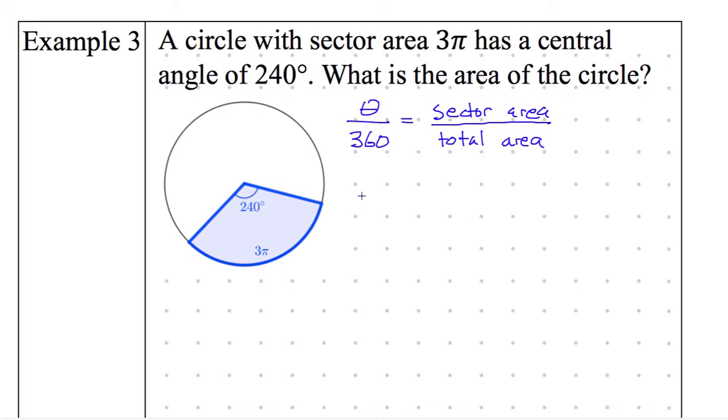I'm going to call in someone brand new for this. Cheyenne, go for it. 240 over 360 equals 3 pi over x, like that. You are indeed correct. We're looking for the total area of the circle. What is the area of the circle? That means that that is going to be our x.